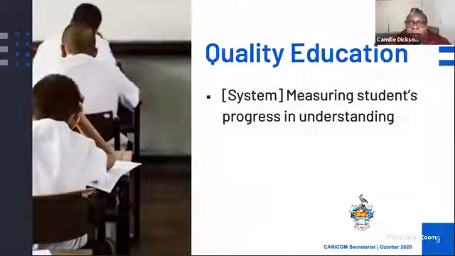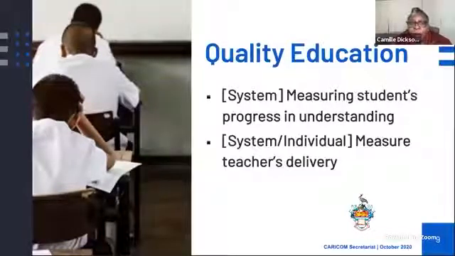So when we go back to having a quality education system that we use, we see that the measurements tie deeply within the regimen of the organizations. The measuring of the students' progress and understanding is something the system would measure, whereas the measure of the teacher's delivery is systemic or of the system and individualized towards the teacher. But what is missing is the student as an individual measure for their own learning.